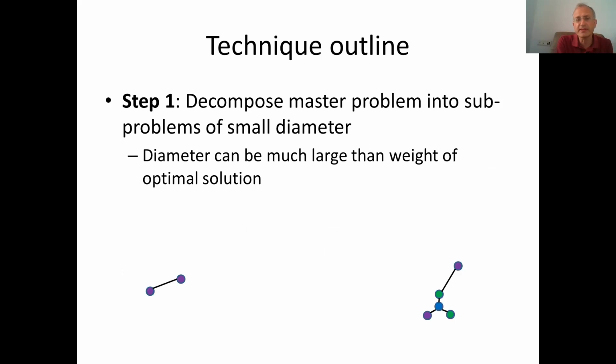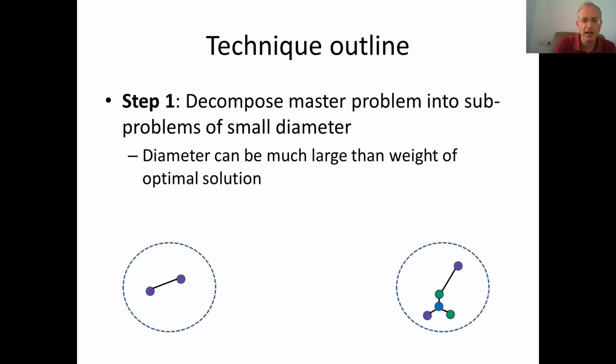Okay, the first step, we said, is to decompose the master problem into subproblems of small diameter. In this example, the diameter is much larger than the weight of the optimal solution, because in the optimal solution there are trees that are very, very far from each other. In the construction of the banyan, this is going to be problematic for us. We really want to separate this master problem into two smaller problems, each one having diameter around the same size, or each one having the optimal solution larger than the diameter.